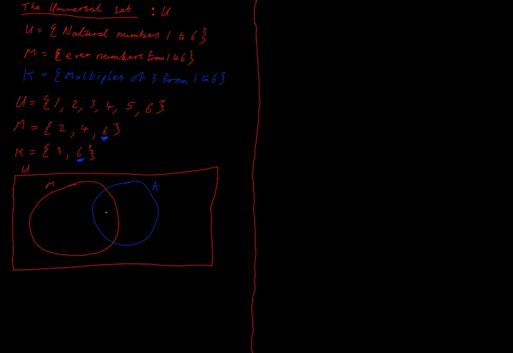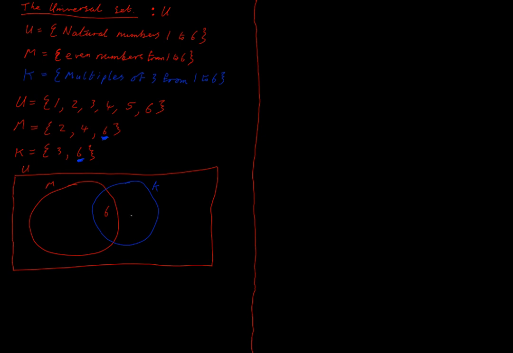So what I'm going to do is write down 6 in my intersection of M and K, because it's inside of the red circle and it's inside of the blue circle. So it's in the intersection between the two. Where they cross over each other is our intersection. Now, once I've done that, I've filled in my center.